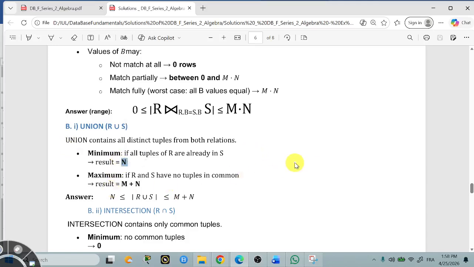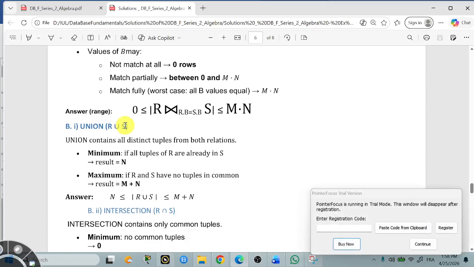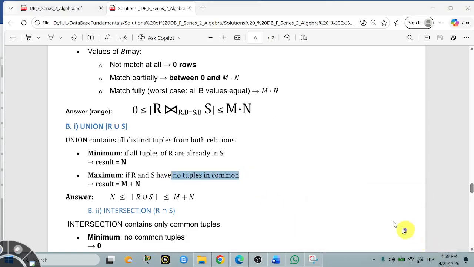The maximum number is when R and S are not subsets of each other, and they don't have any row in intersection. It means that all the rows of R are not a part of S. So if we do union, you will add the rows of R to the rows of S. This is why you add m plus n, because no tuples in common.